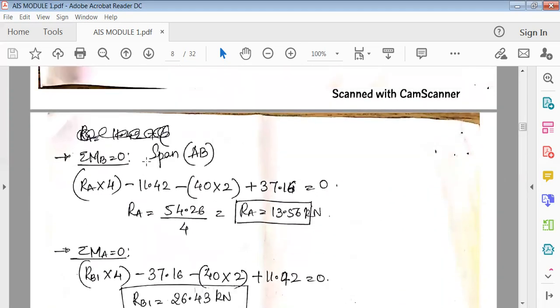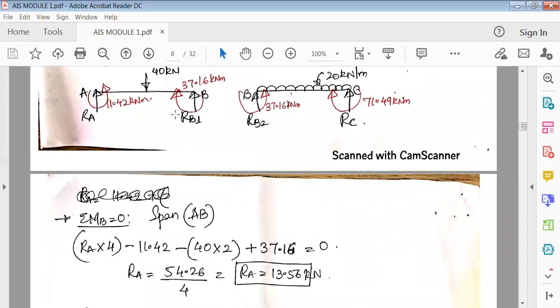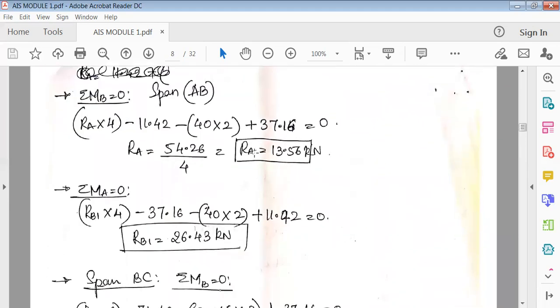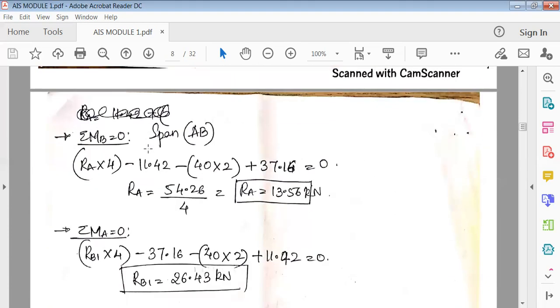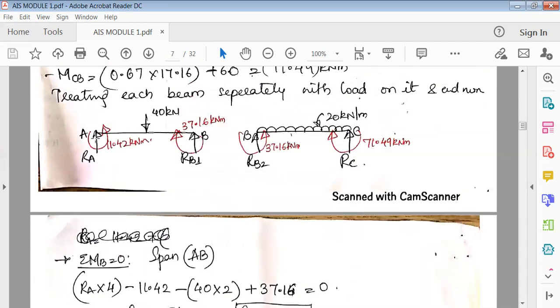So on the right side, anti-clockwise is positive and clockwise is negative. You have to remember the sign conventions. Then 37 is going clockwise, so it is minus 37. Next, 40 is going clockwise, so on the right side clockwise is negative.